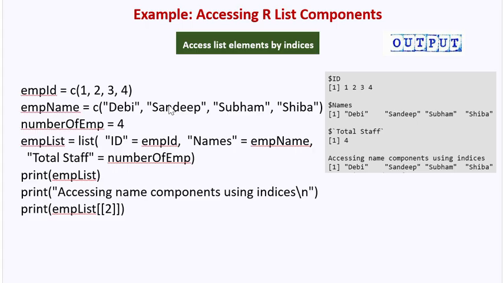In the traditional languages we used to learn, like C, C++ or Java, the first index value is 0 by default. But in R, the first index value is always 1, never 0. So if you mention 2, it will access the second element of the list, which is nothing but the names. So this is what you are getting: the list of names, accessed by the index.